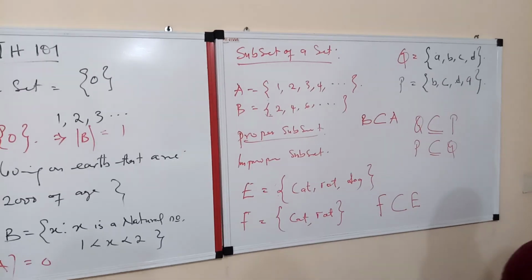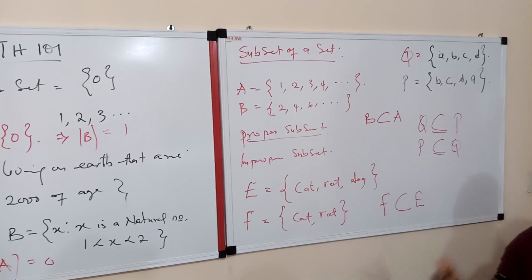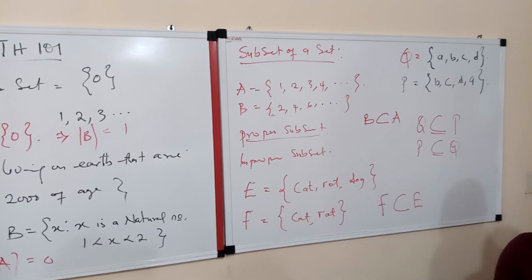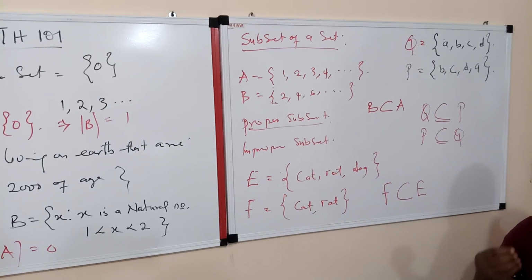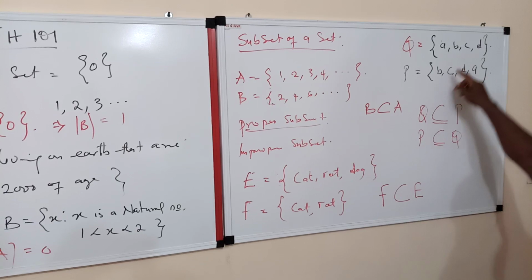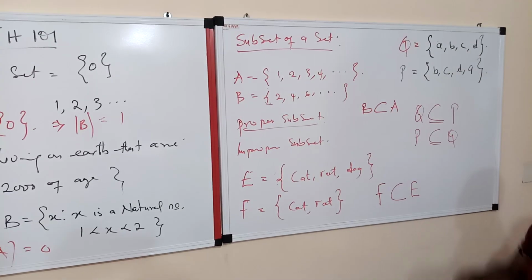So in our previous class, when we were talking about equality of sets, we said two sets are said to be equal if they have the same cardinality and at the same time the same type of elements. So here, we are saying that these two sets are also equal.